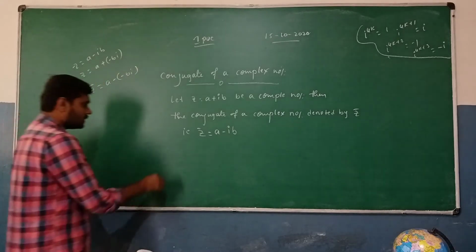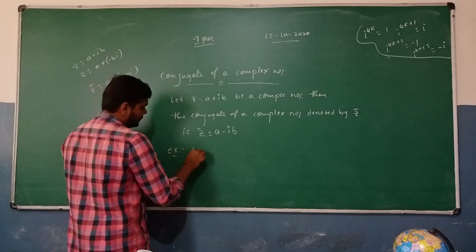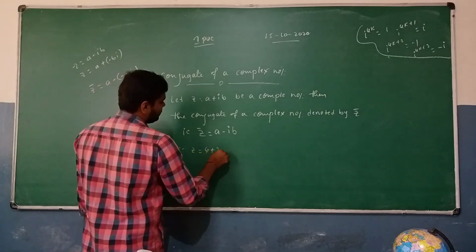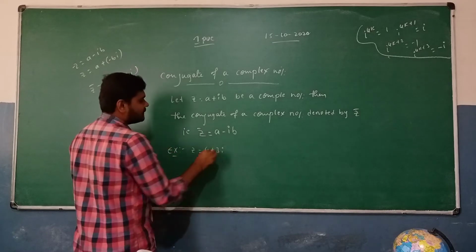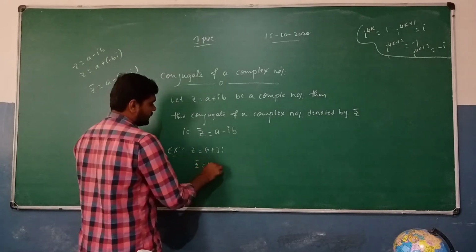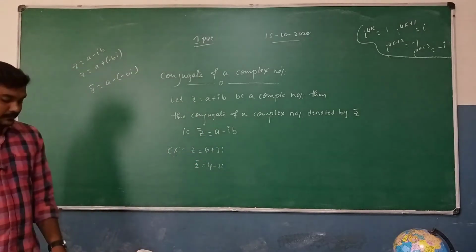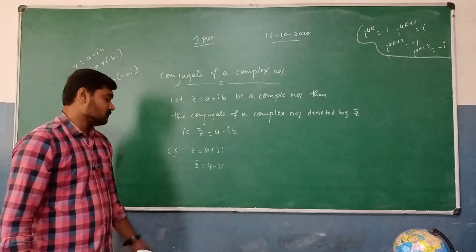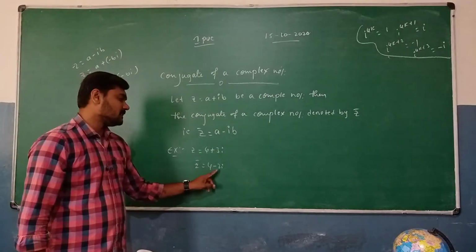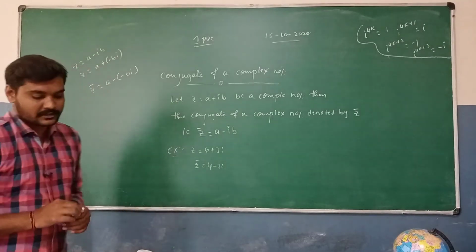ನೋಡಿ ಒಂದು ಎಕ್ಸಾಂಪಲ್ ನೋಡೋದಾದ್ರೆ, let me take an example. z is equal to 4 plus 3i. We are familiar with these things, 4 and 3. So z bar is equal to 4 minus 3i. That's going to be the conjugate of a complex number. Okay. So let's pause a bit and write it down.